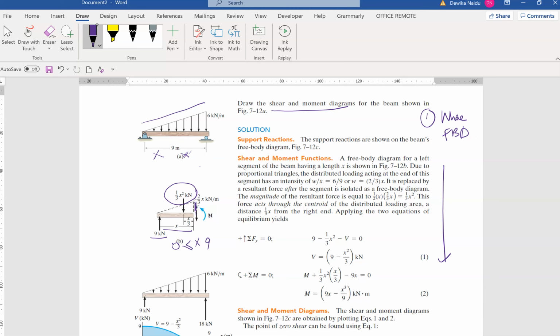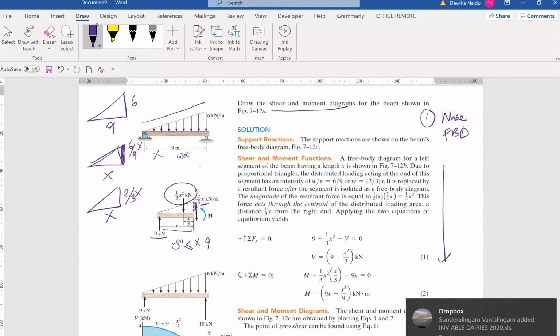How did you get 2/3 there? Let's look at the similar triangle here. This is 6, this is 9, correct or not? So if you call this x, with similar triangles, what is the ratio up here? It will be 6/9 x, isn't it? In other words, this will be x, and this will be 2/3 x. So that's how it came up to 2/3 x.